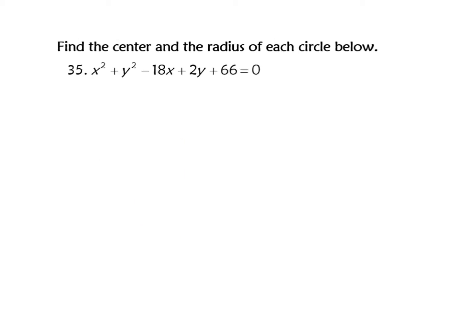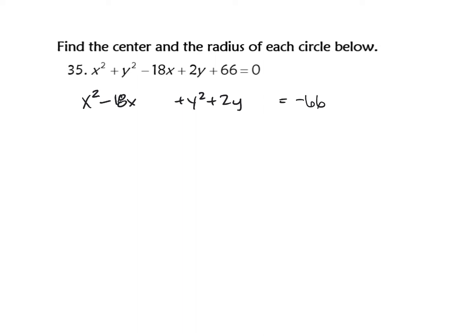Okay, another one of these problems. I'm going to do the steps more thoroughly in number 33, so if I'm going too fast, go back to number 33. Rearranging, I have x squared minus 18x, leave a blank, plus y squared plus 2y, leave a blank, equals, moving that 66 to the other side, negative 66.